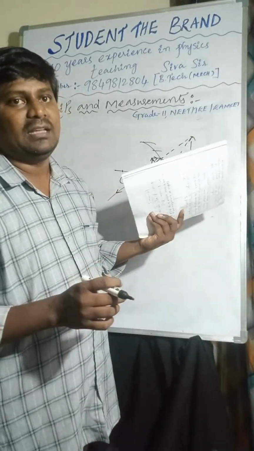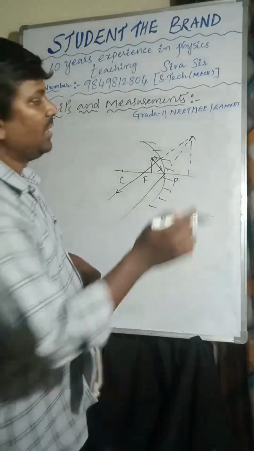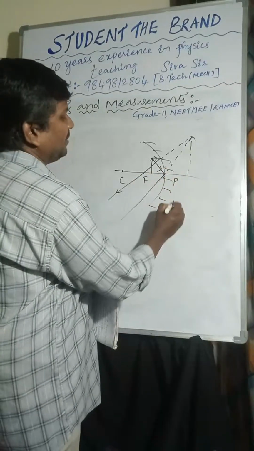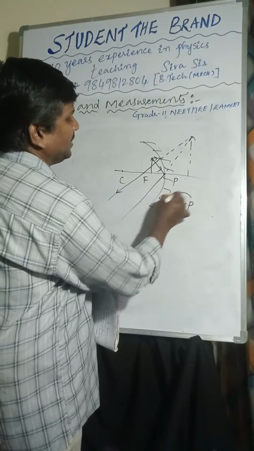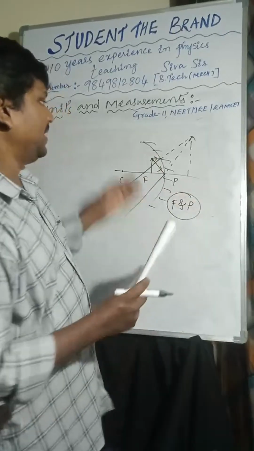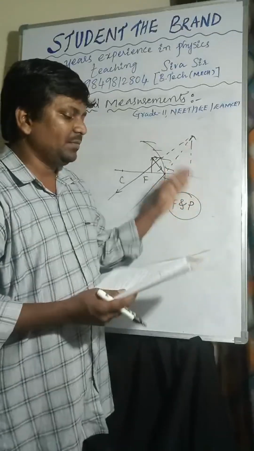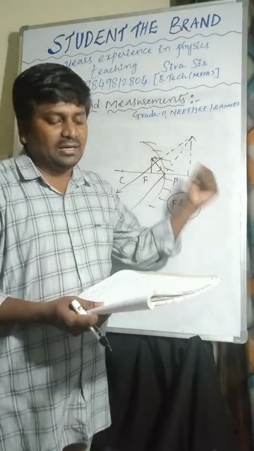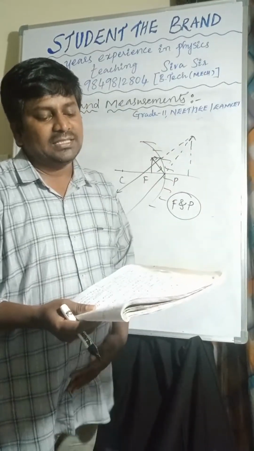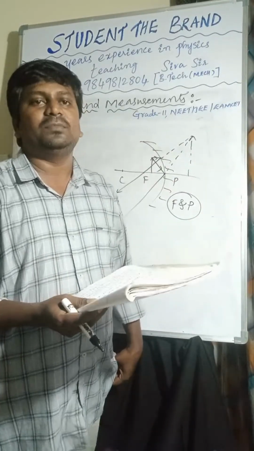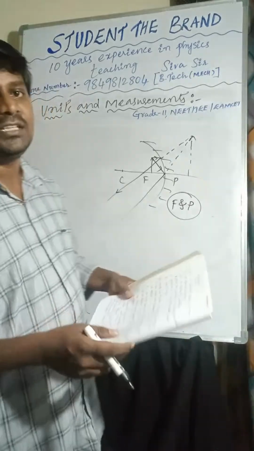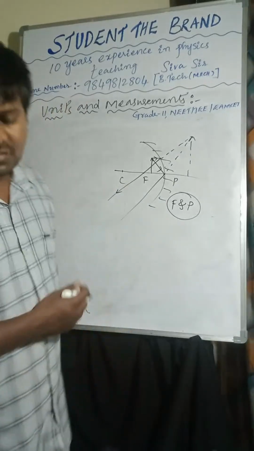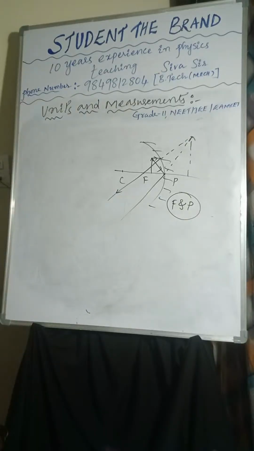Erect and enlarged image we get in a concave mirror if the object is placed between F and P. The image will form behind the mirror. In this case only will we get an erect and enlarged image of the object. Next, an erect and diminished image of an object. In which case will you get an erect and diminished image? In a convex mirror.